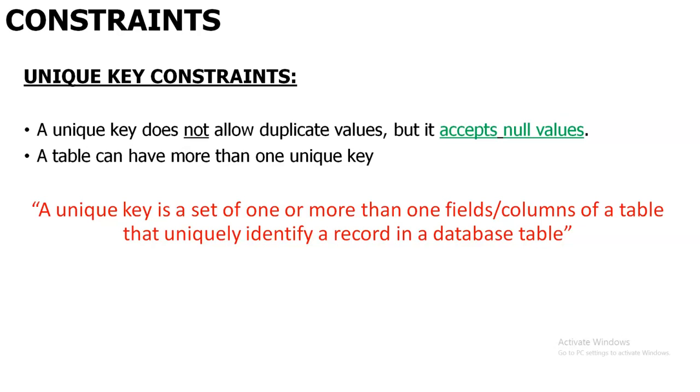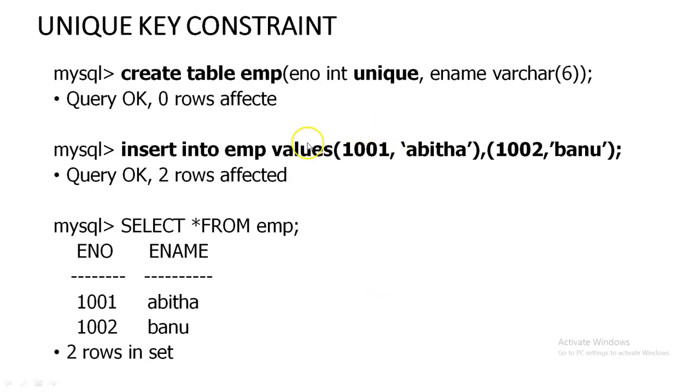For example, if two values already exist and I try to insert the same value again, your table will not accept the value. So unique key means all the values should be unique. And here it will also accept null values. So we'll go with an example.